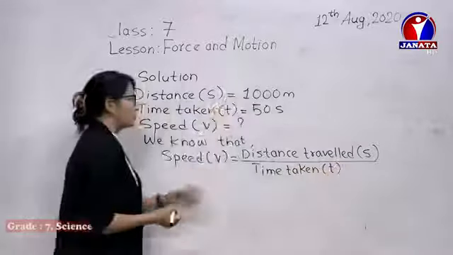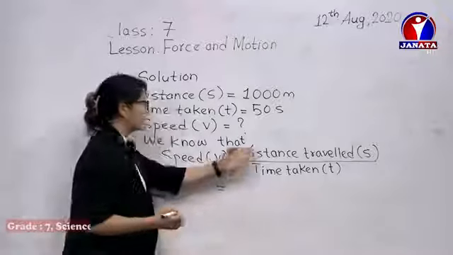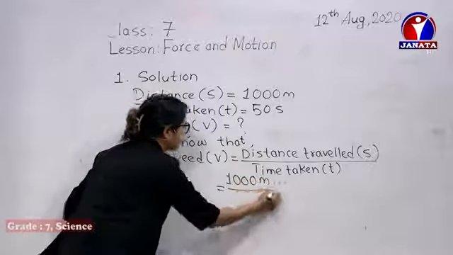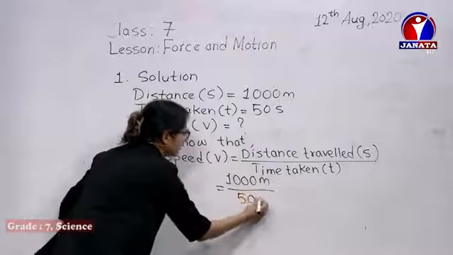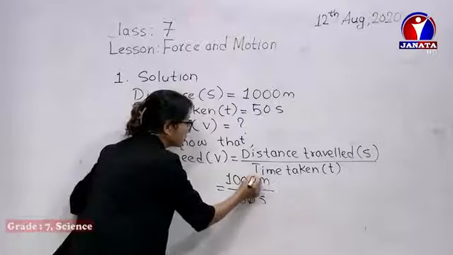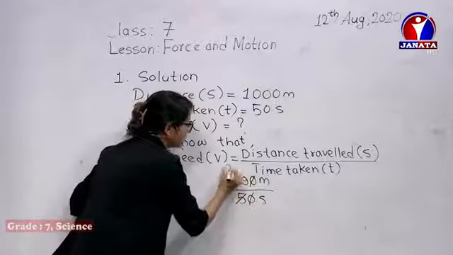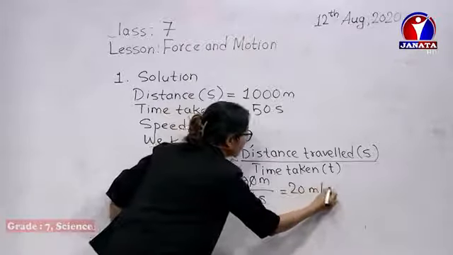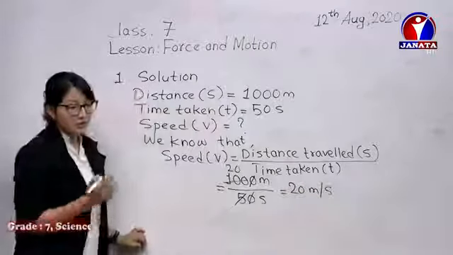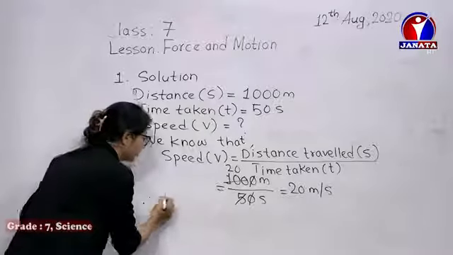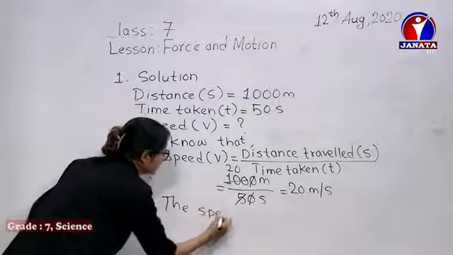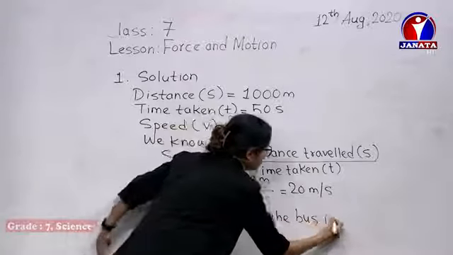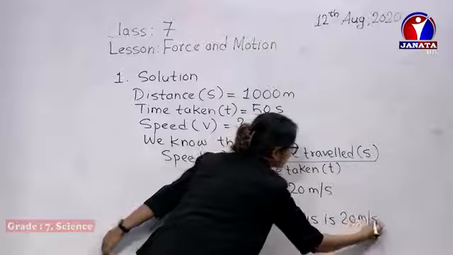So this is the formula. We substitute the values here. Distance traveled is 1000 meter and time taken is 50 seconds. So 0 and 0 cancel, 5 tens are 10, 0. There remains 20 meter per second. Therefore, the speed of the bus is 20 meter per second.